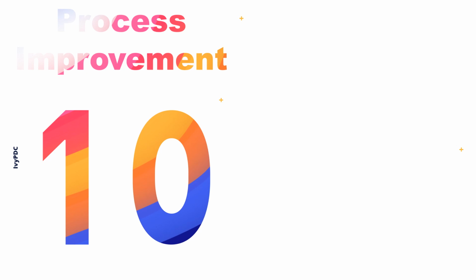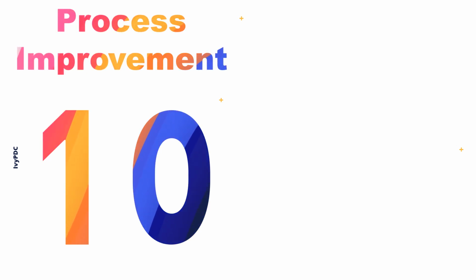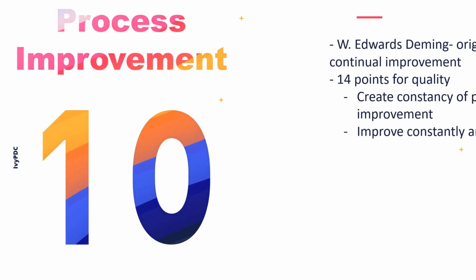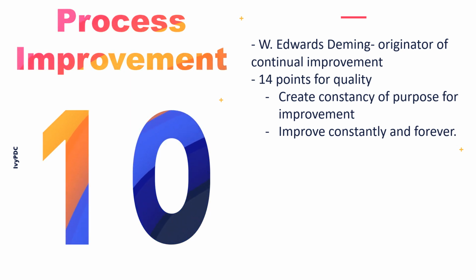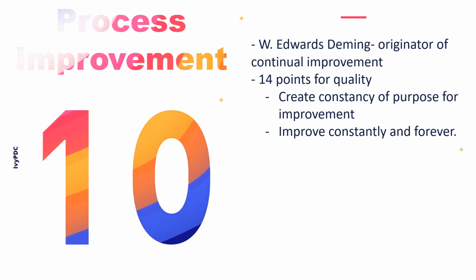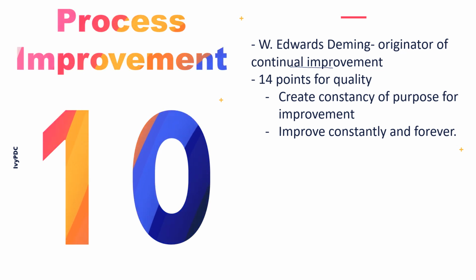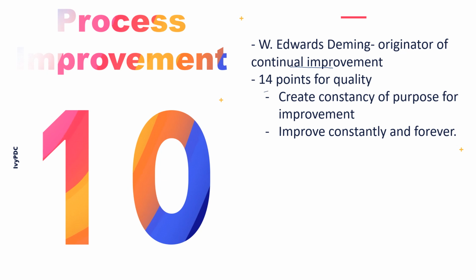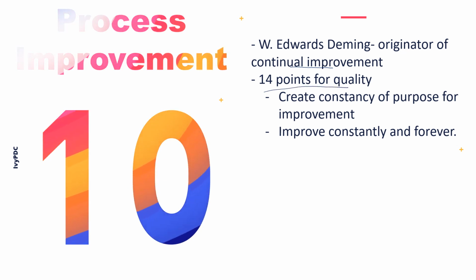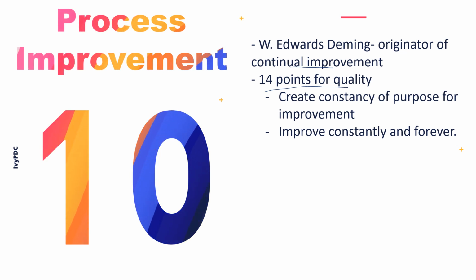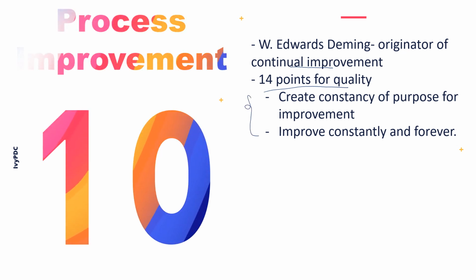The 10th quality essential is process improvement. W. Edwards Deming is one of the originators of this concept, which is continual improvement, and of course, this is the goal of quality management system. Deming has outlined 14 points for quality, which can all be used for the laboratory, but for the sake of this discussion, I will only highlight 2 of those points.